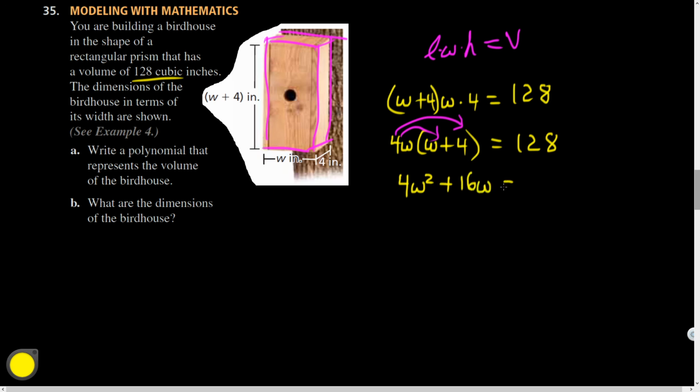16W equals 128. Now, you might wonder, why did I even bother distributing this out in the first place? It was already factored. Why couldn't I have just set each factor equal to 128? But there's no such thing as the 128 product property. No, it's the 0 product property, ZPP. So I have to distribute this out and set this equal to 0 in order to solve by factoring.